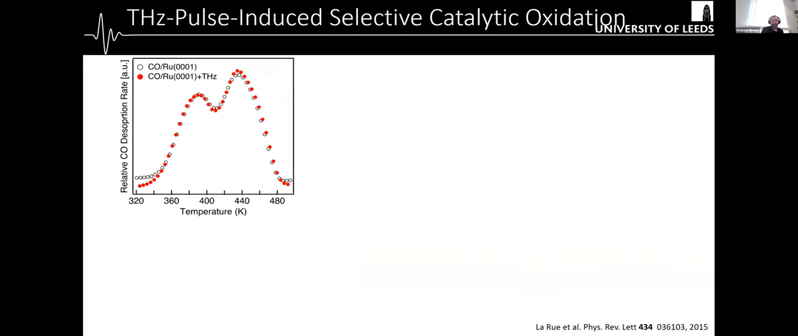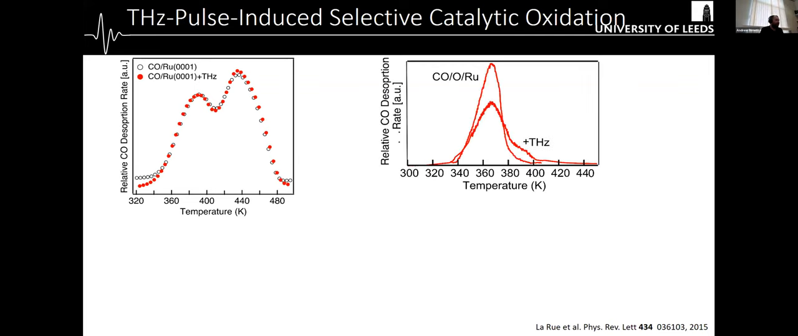There has been one example where we've looked at terahertz pumping and X-ray probing of a catalytic surface, by LaRue in 2015. They showed that if you just had carbon monoxide on a ruthenium surface, with or without terahertz, the terahertz had no effect and the carbon monoxide was still contained on the surface. But if you put oxygen on the surface so that you have both, then the terahertz did affect the amount of material on the surface, and you get a selective catalytic oxidation of one material versus the other.